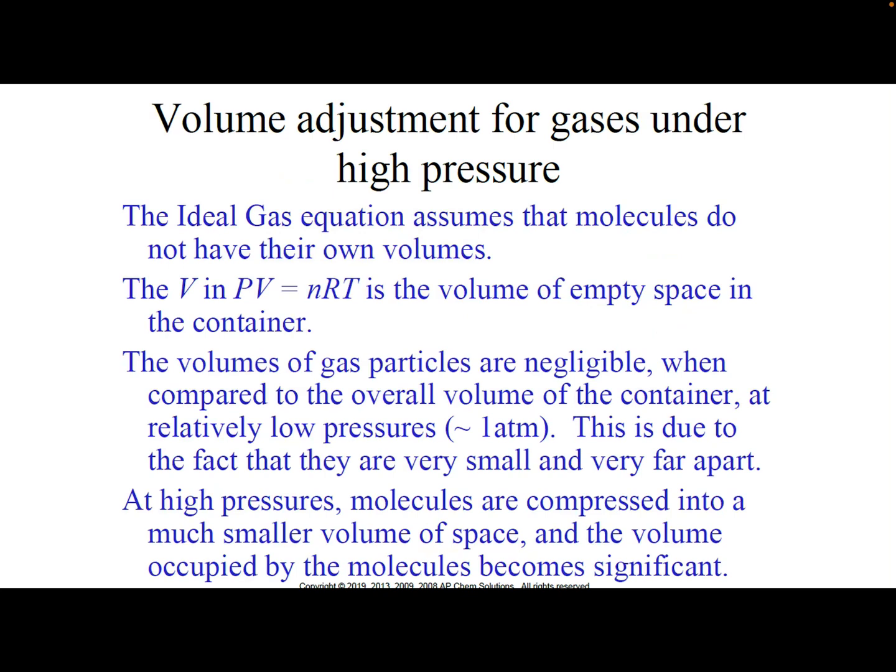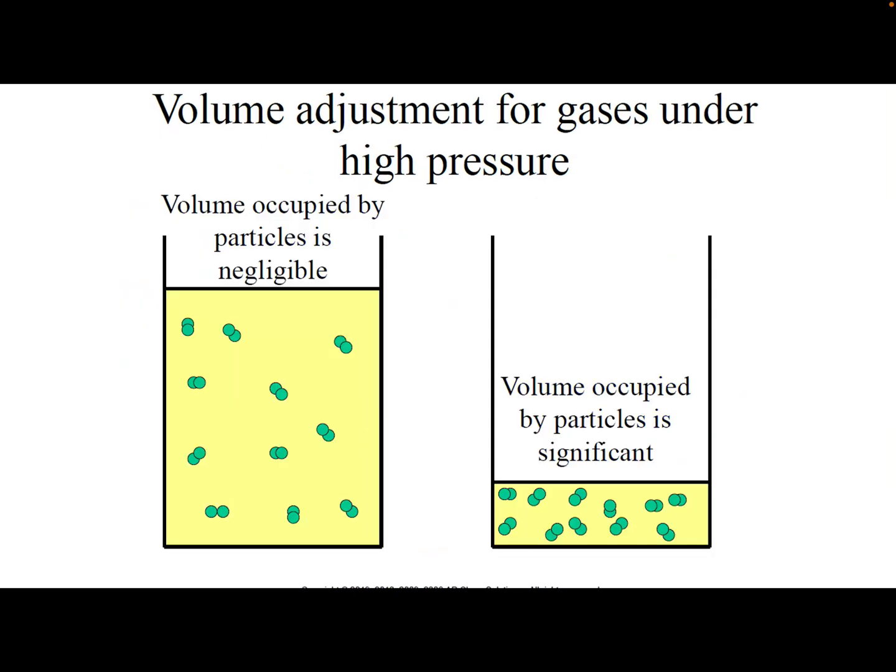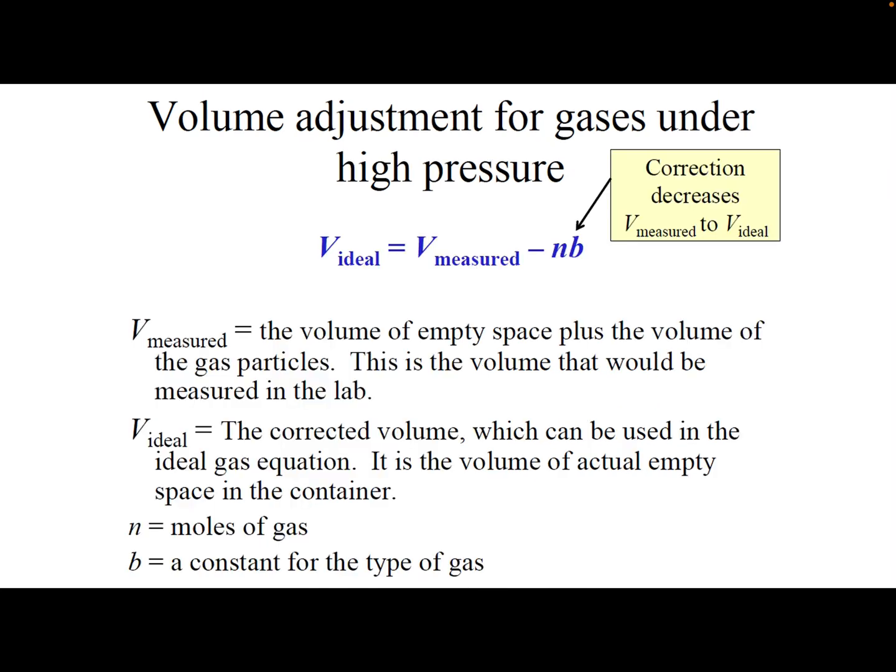So the ideal gas equation assumes that molecules don't have their own volumes. That's part of the kinetic molecular theory. But that's actually not the case. The volumes of gas particles are negligible when compared to the overall volume of the container at relatively low pressure, and that's because they're small and far apart. But what this shows you is that if the volume normally is negligible, when we increase the pressure, the volume occupied by the particles is actually pretty significant. And so there is an adjustment.